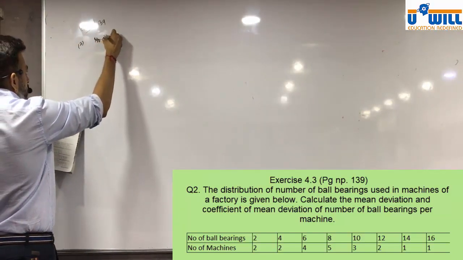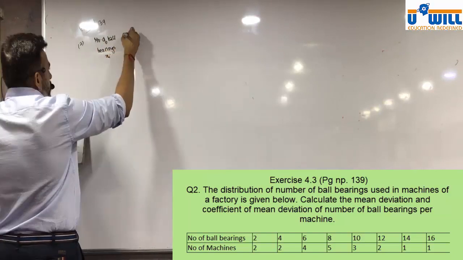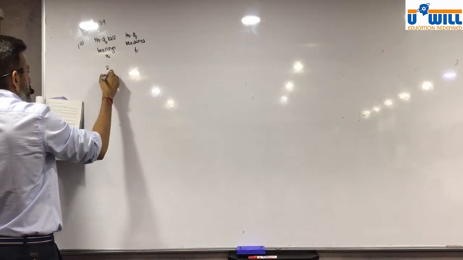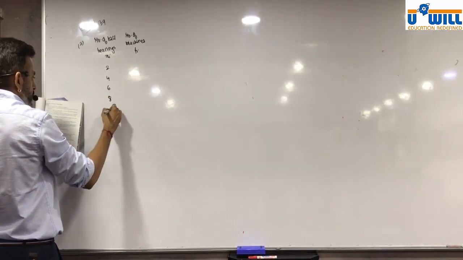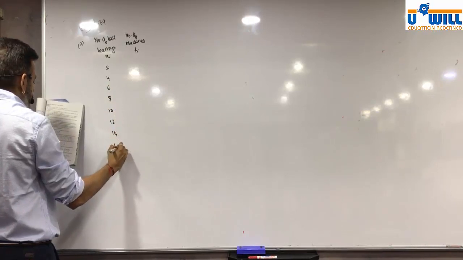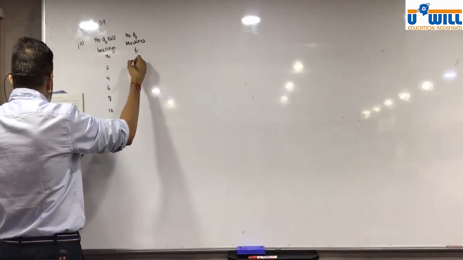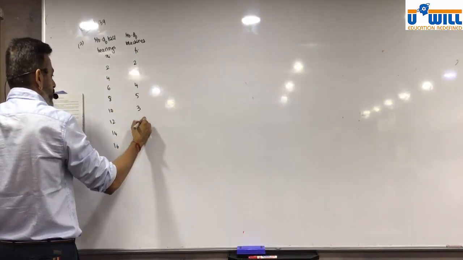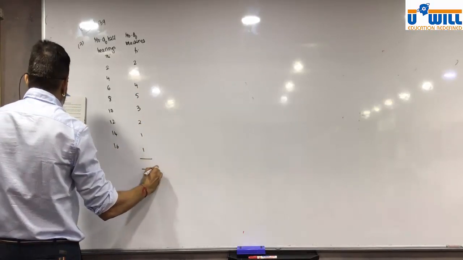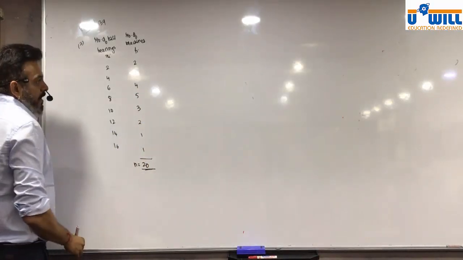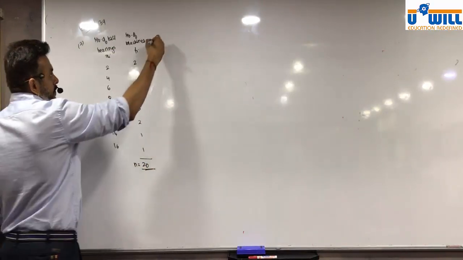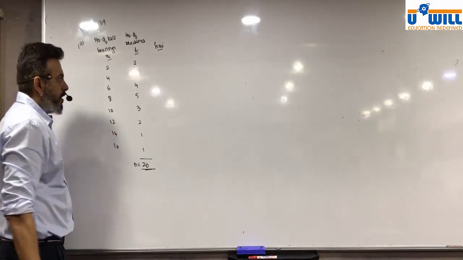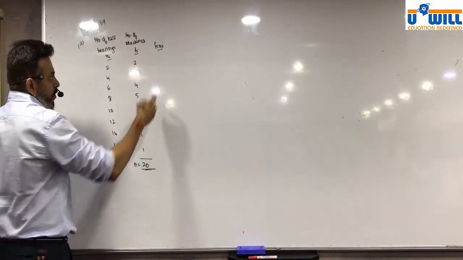Number of ball bearings, xi: 2, 4, 6, 8, 10, 12, 14, 16. Number of machines, fi: 2, 4, 5, 3, 2, 1, 1, 20. So n is equal to 20. We have to first find mean. So fi into xi. We can use the shortcut direct method because calculators are allowed and numbers are relatively small.